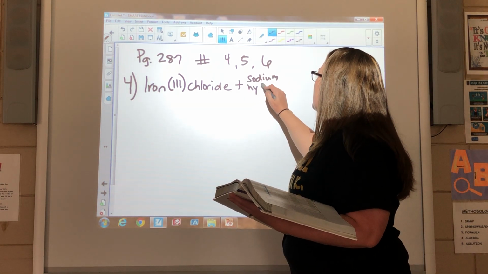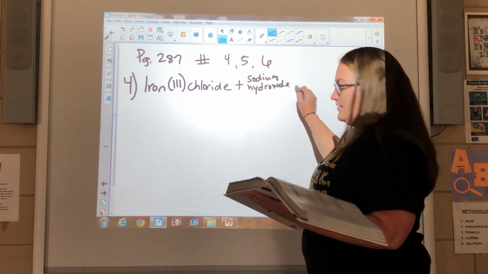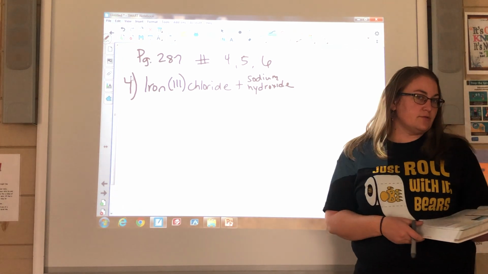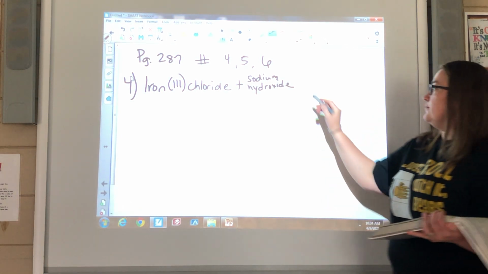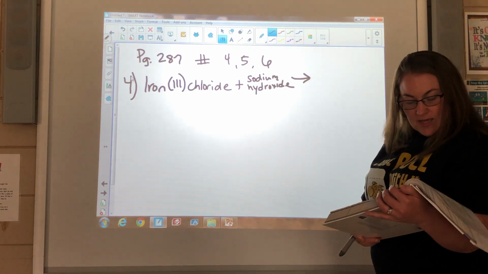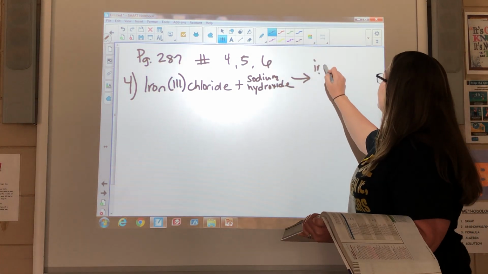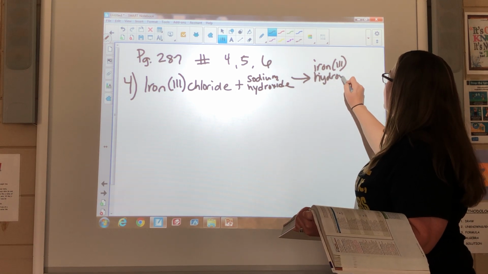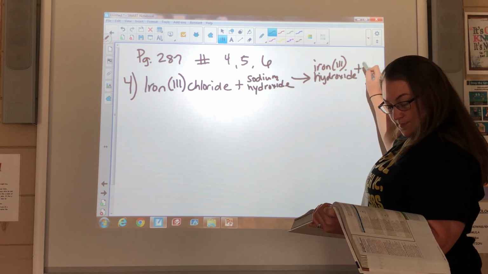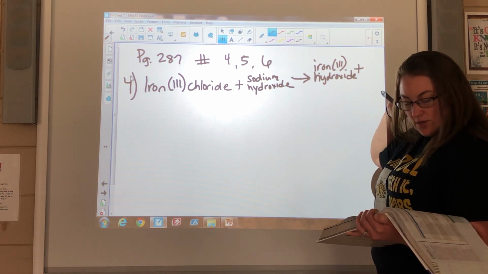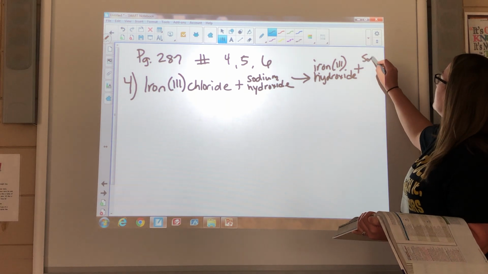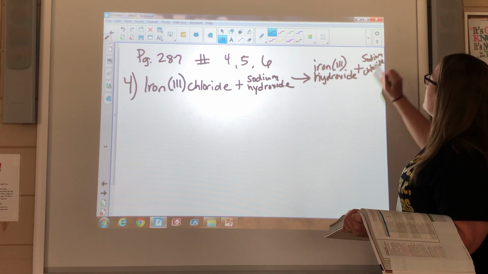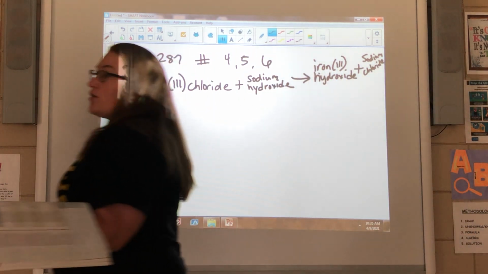Sodium hydroxide. Producing, what symbol's going to show producing? An arrow. Producing iron 3 hydroxide plus sodium chloride. I ran out of room here. So that's what I'm going to call my word equation.